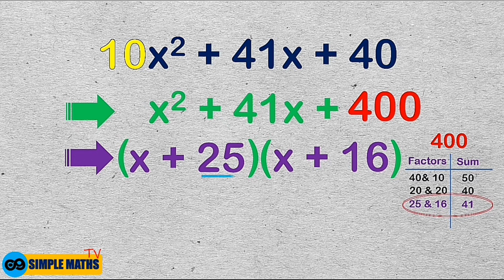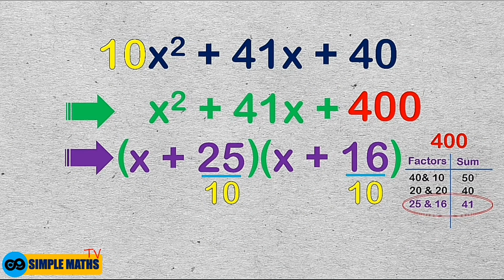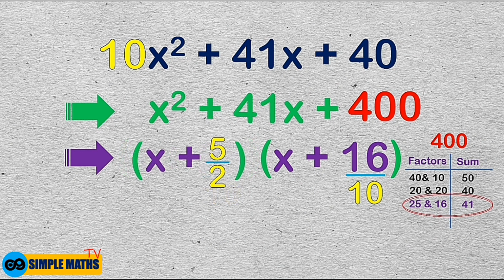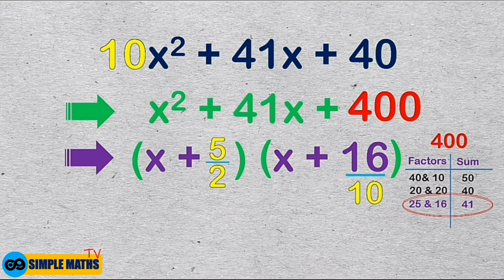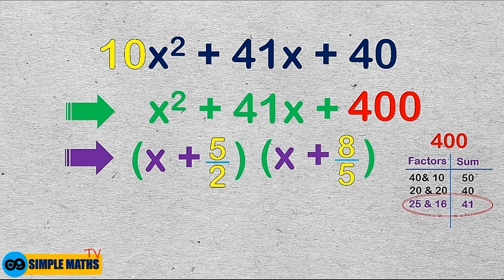Lastly, we divide the constants by the numerical coefficient 10. That's 25 divided by 10 and 16 divided by 10. 25 over 10 can be simplified as 5 halves. So we write x plus 5 halves. 16 over 10 can be simplified as 8 fifths. So we write x plus 8 fifths.